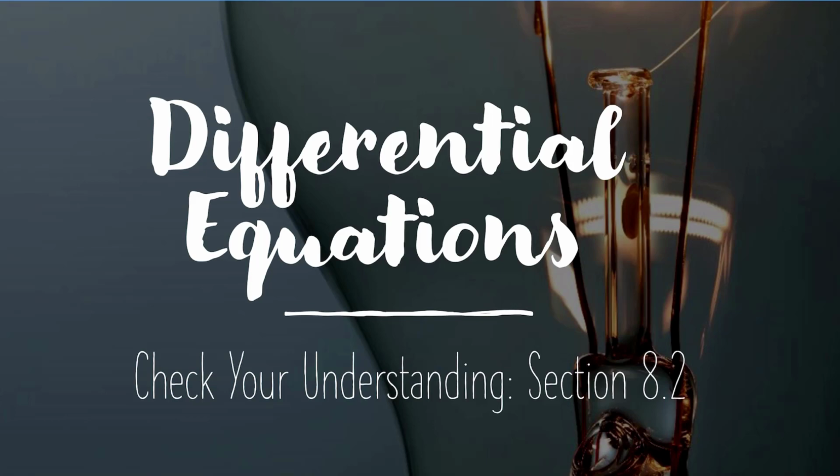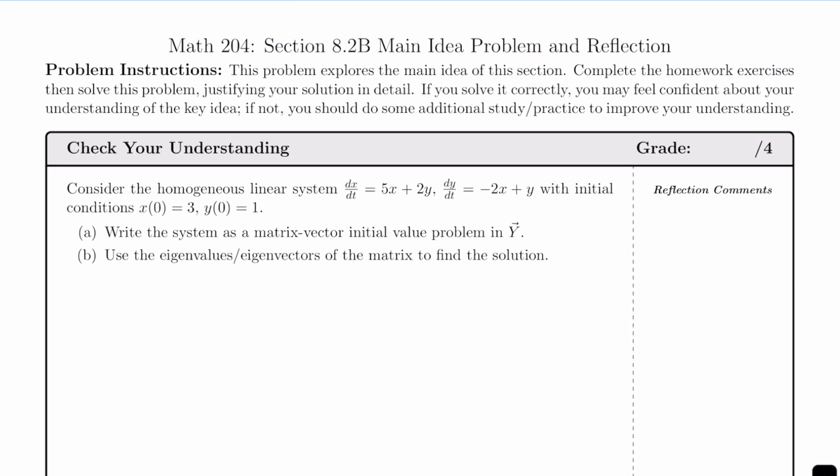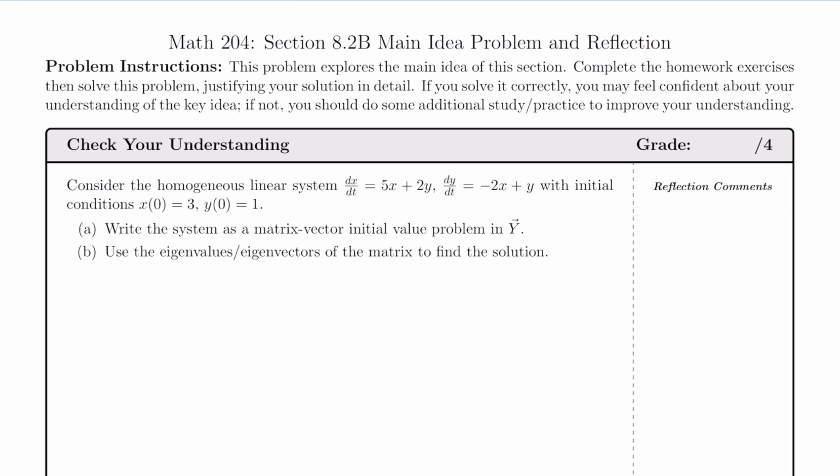We're in section 8.2, and we've got a check your understanding problem here. It looks like they've given us a homogeneous linear system right here, plus an initial condition, so we've got an initial value problem. And they want us to write the system as a matrix vector problem and then use the eigenvalue eigenvector method in order to find the solution. So let's jump right in.